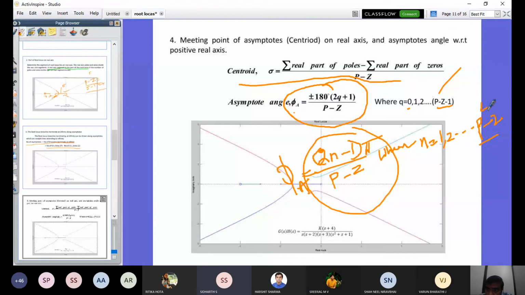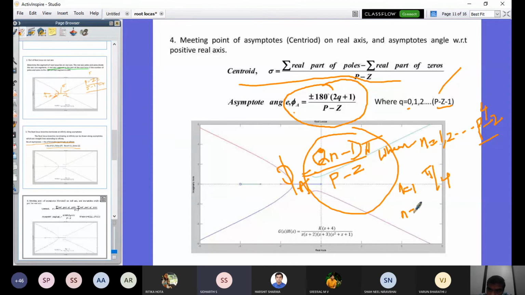So 4. You can substitute 1 by 1: n is equal to 1, n is equal to 2, n is equal to 3, n is equal to 4. What is the answer you will get? N is equal to 1. What is the answer? Substitute 2n. N value is 1, so 5π by 4. Very good.